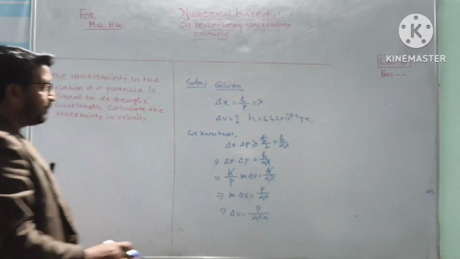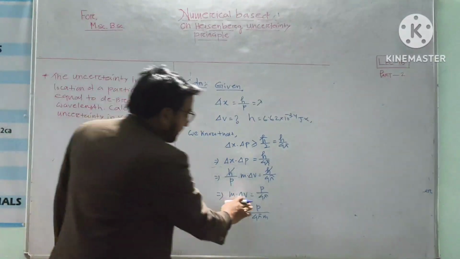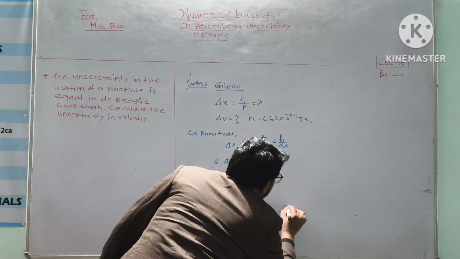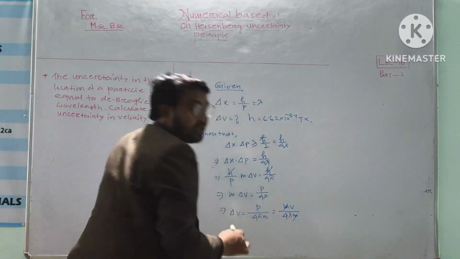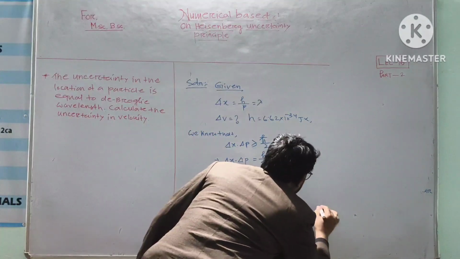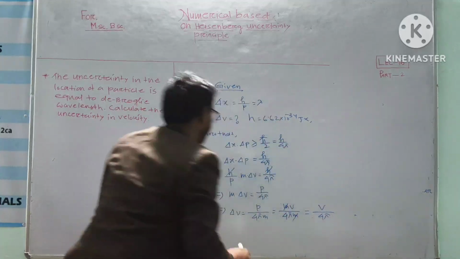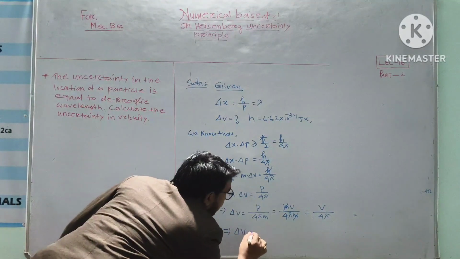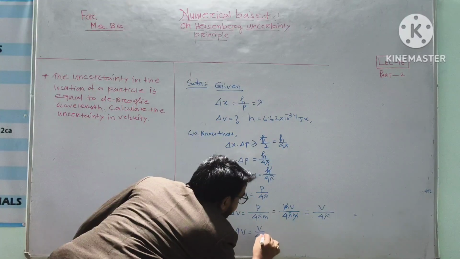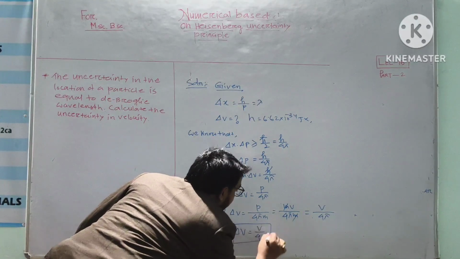We know that p equals momentum, so p we can break in terms of mass into velocity, divided by 4 pi m. m and m cancel each other, so we can write finally h by 4 pi. So the uncertainty in velocity, our required answer, is equal to h by 4 pi.